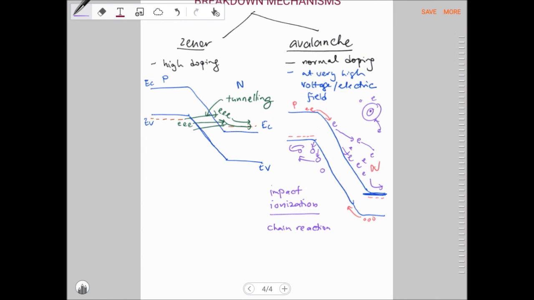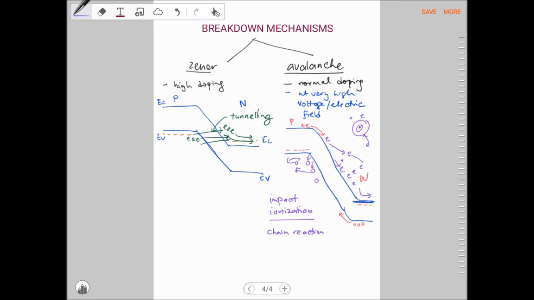So those are the two main breakdown mechanisms. You have the Zener breakdown and the avalanche. Zener is high doping, and the keyword is tunneling across the band gap. Avalanche is normal doping but it occurs at very high voltage, because you need the high potential to create a high kinetic energy to have impact ionization. And when impact ionization occurs, in the end you have lots of current, and that's the breakdown.